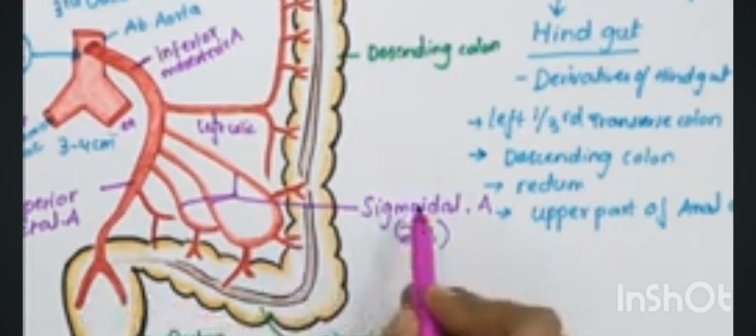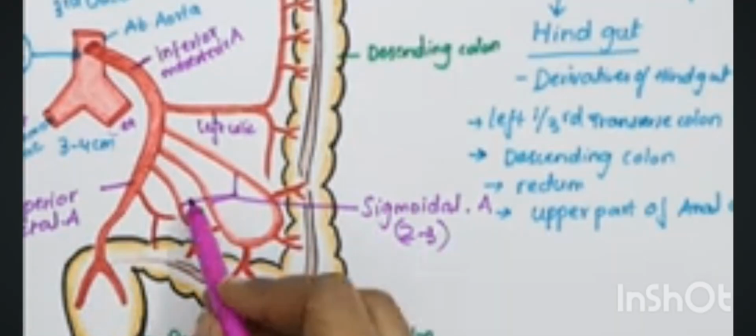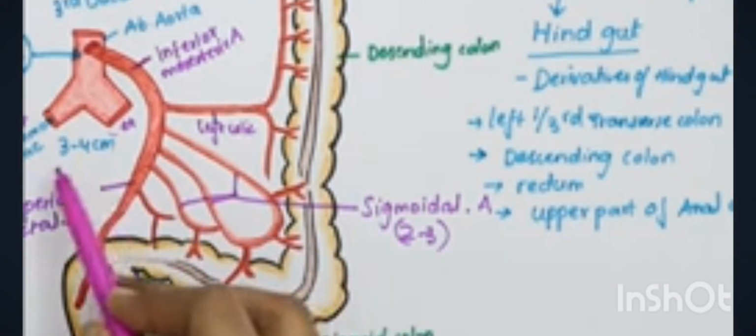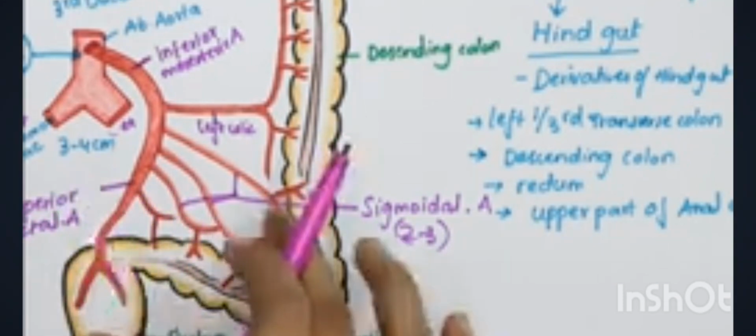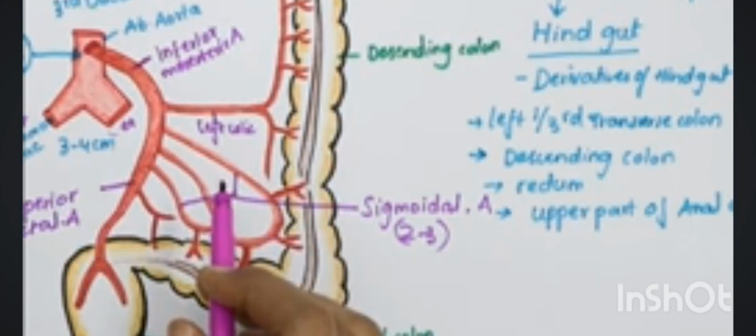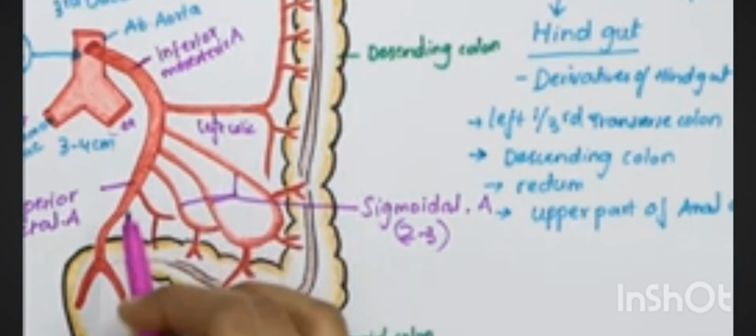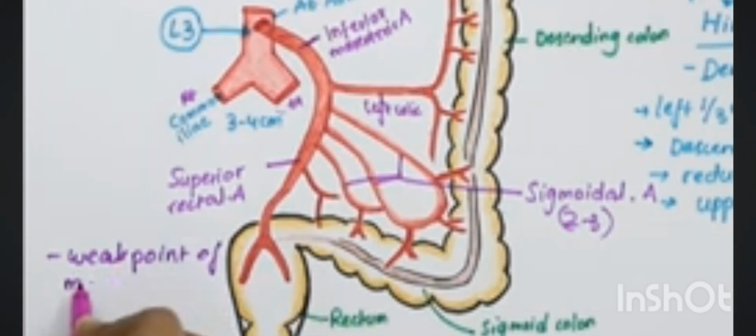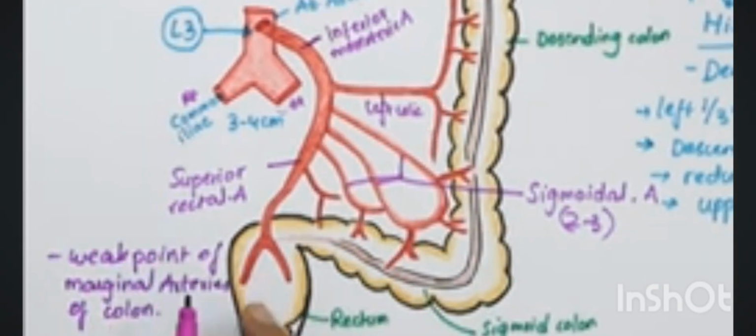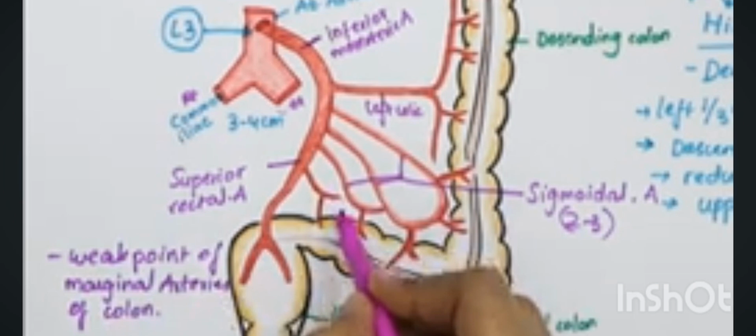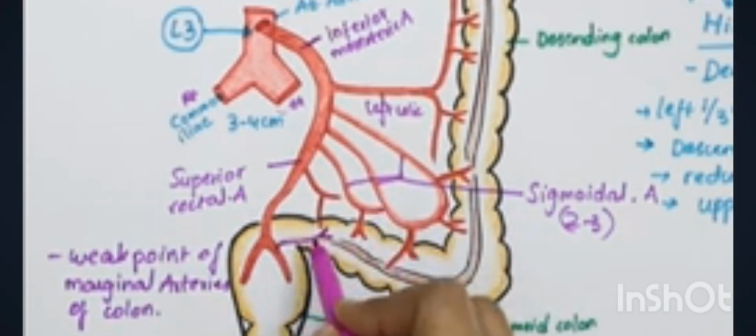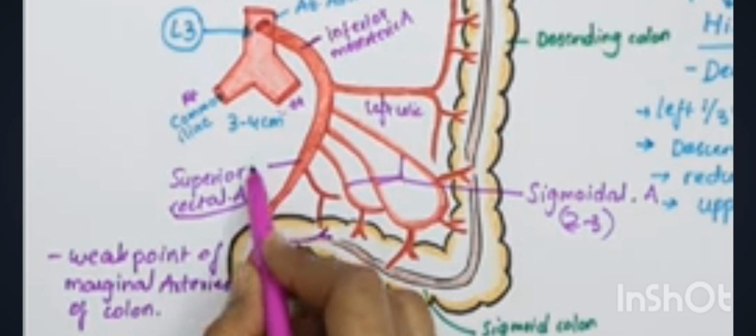And remember the lowest sigmoidal artery anastomoses with the colic branch, that is the first branch of the superior rectal artery, and this anastomosis is the weak point in the marginal artery of the colon. So it is the weak point of the marginal arteries of the colon, that is the anastomosis between the lowest sigmoidal artery and the first branch, that is the colic branch of the superior rectal artery.